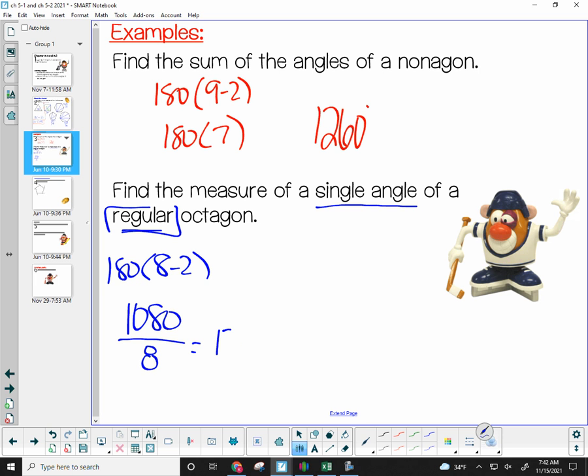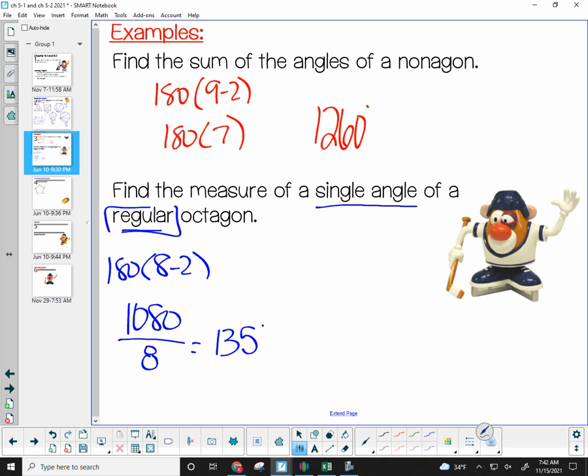135? You get 135 degrees. Now, if this wasn't a regular octagon, I wouldn't be able to do that, right? It would still add up, the total would still be 1,080 degrees, but I wouldn't be able to divide by 8 because they wouldn't necessarily all be the same. Is that okay?